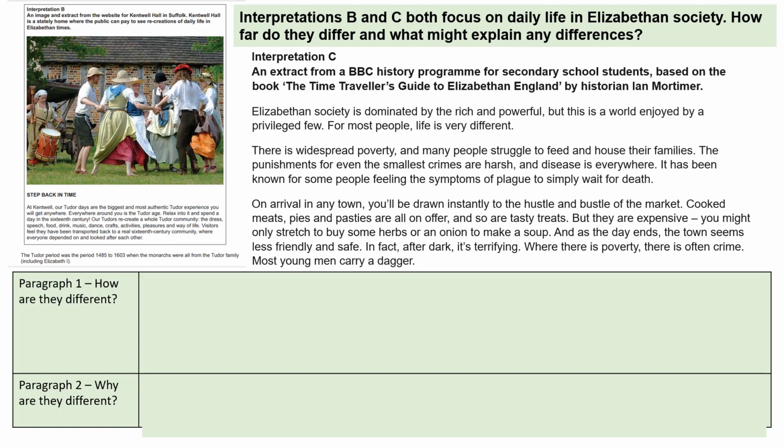Okay, so just a reminder of the question. The question is, interpretations B and C both focus on daily life in Elizabethan society. How far do they differ, and what might explain any differences? So in the exam, we would suggest that you read, annotate, highlight your two interpretations first of all, and we're trying to get an overall impression here of, normally it's going to be that one's positive and one's negative. And we are looking here for this focus on daily life. So let's have a look at interpretation B first of all.